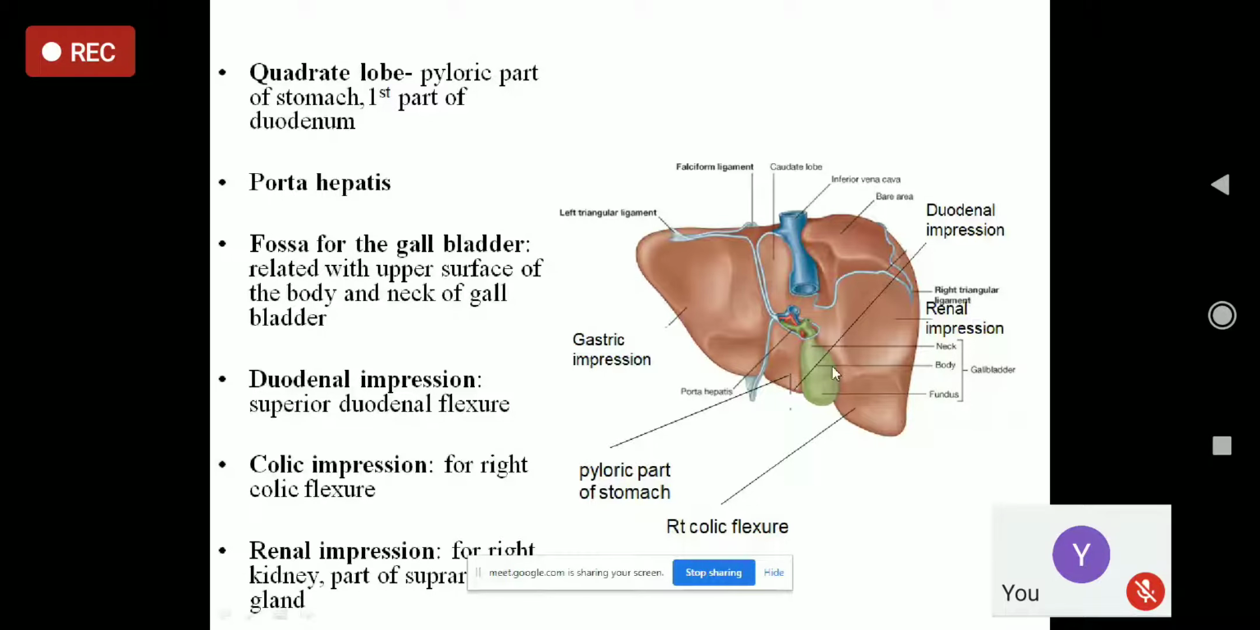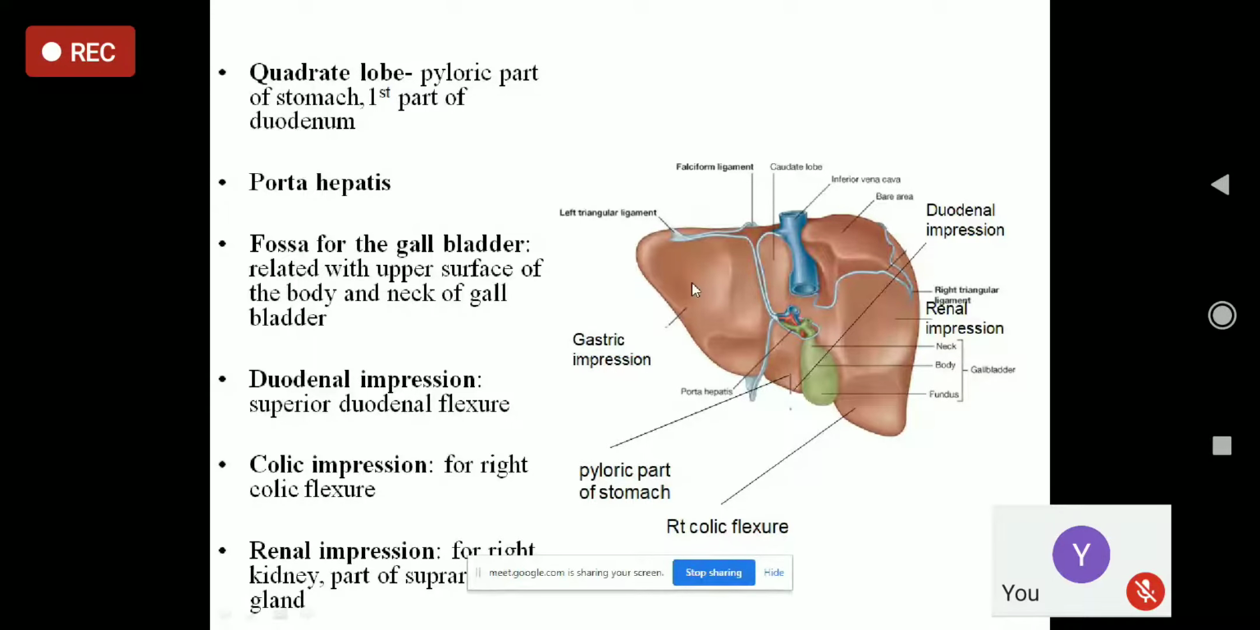After that, you'll get the duodenal impression. Duodenal impression will be here, above this. Okay, duodenal impression is here, and you'll get this fossa for the gallbladder. Then colic impression is here for the right colic flexure, and this is renal impression. And this is part of the right suprarenal gland, which will be over here.